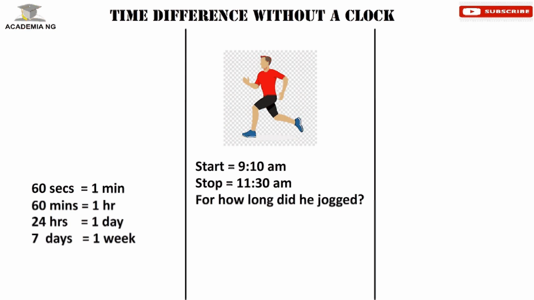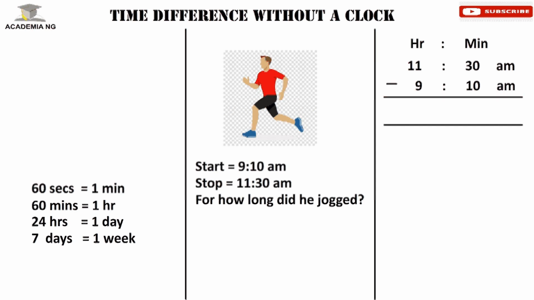We will write the hour side and the minute side like this. Start time is 9:10 a.m. End time is 11:30 a.m. Always write the end time at the top because it is usually bigger than the start time. So that means 11:30 a.m. minus 9:10 a.m.